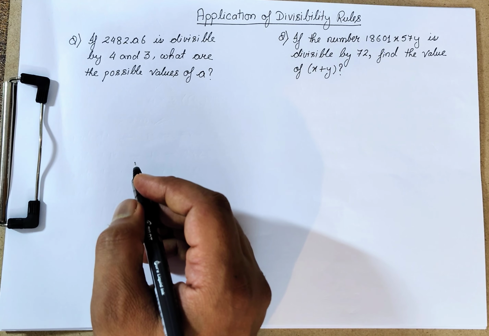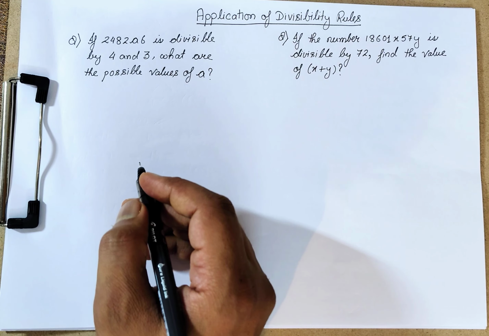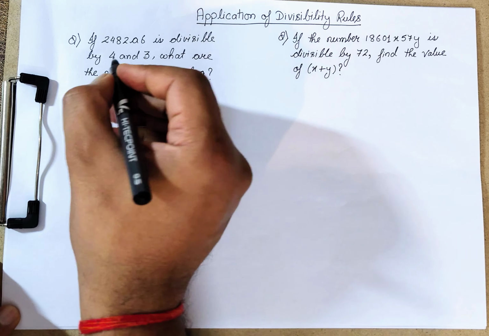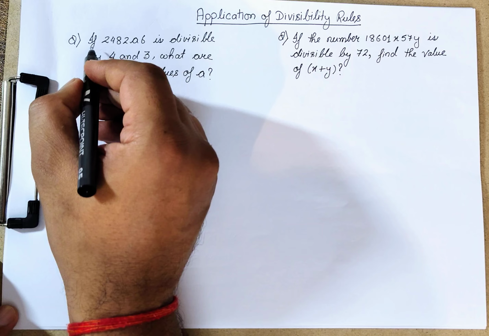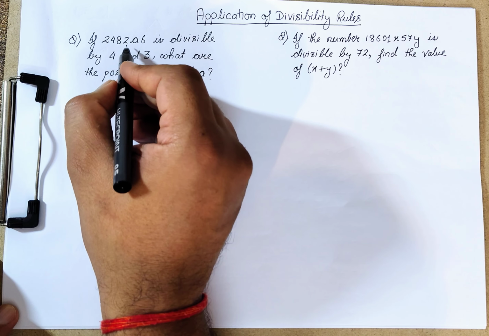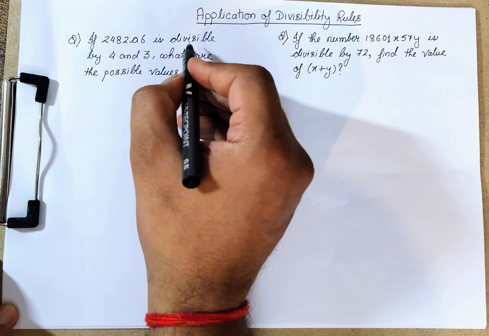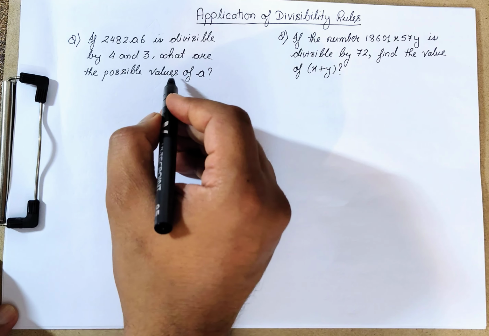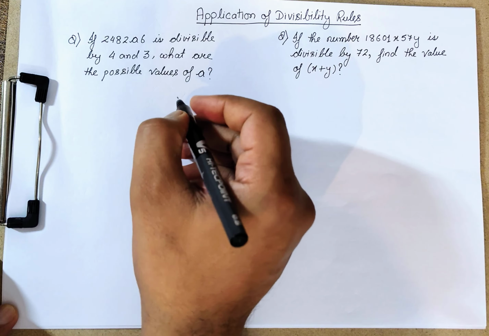Hello everyone. Today we will see some application of divisibility rules. So here is the first question. It says that if 2482A6 is divisible by 4 and 3, what are the possible values of A?